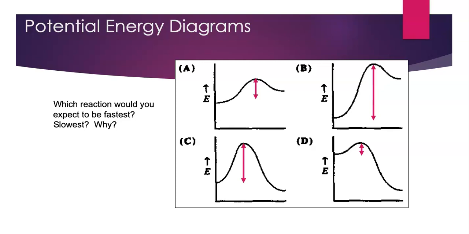And therefore, if we look at just the activation energies for A, B, C, and D, we would expect curve B, or process B, to have the slowest rate. It's got the largest activation energy. And we would expect D to be the fastest because it's got the smallest activation energy. We're not looking at the delta H for the process. We're looking at the activation energy.